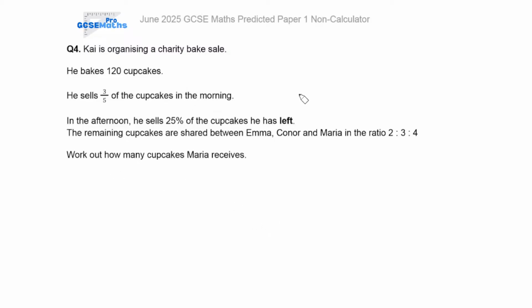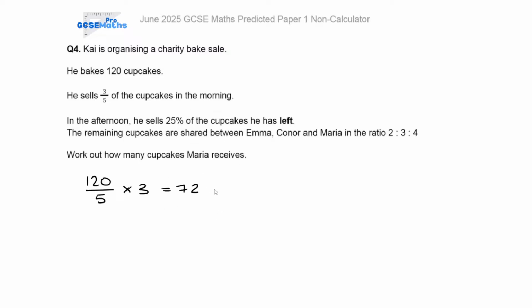Okay, so Kai's organising a charity bake sale. He bakes 120 cupcakes. He sells 3/5 of the cupcakes in the morning, so we want to work out that. When we're working out fractions of an amount, we divide by the denominator and times by the numerator. The way that I divide by 5 is I divide by 10 and then double it, but you can divide however you want, so that would give me 24. 24 times 3, I just did 20 times 3, which is 60. 4 times 3 is 12, so 72. Again, multiply it however you want.